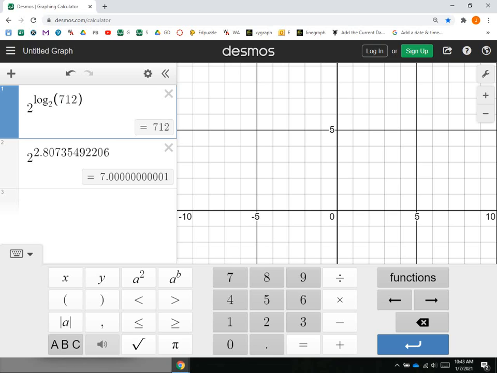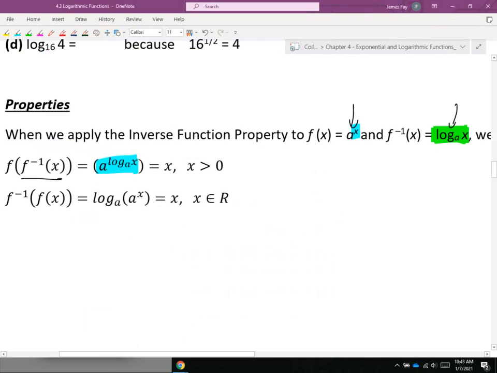Now that's not the case if my bases are different. So if I have a base of 21, those are different. Okay, but if I have a base of 21 right here, they're going to be the same. So that's confirming that when I take f inverse and substitute it into f, as a composite function, I should just get back x.